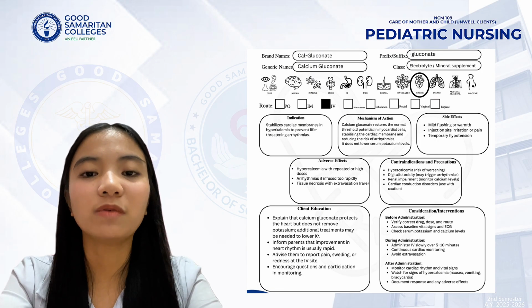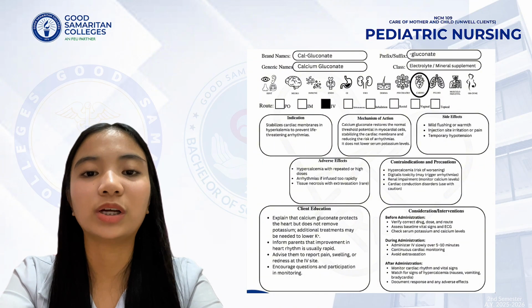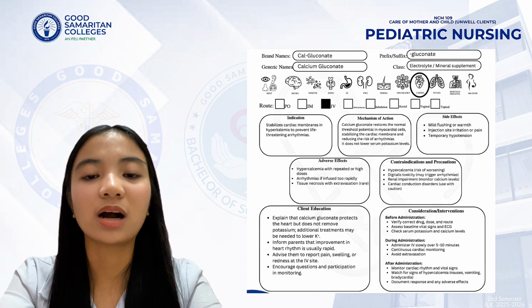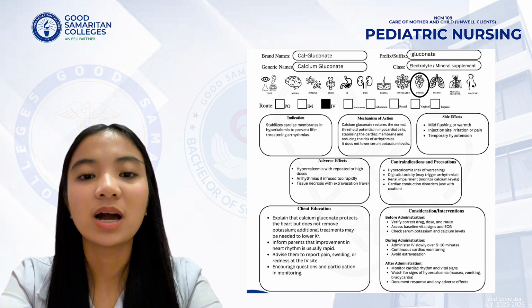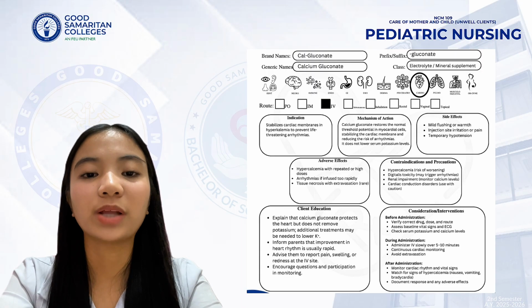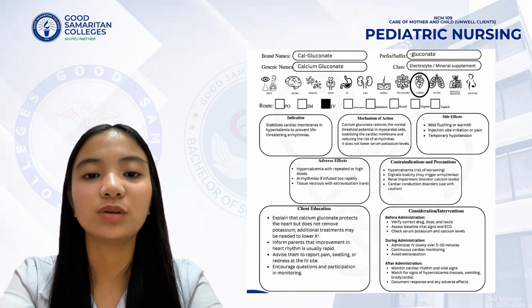For its mechanism of action, ang calcium gluconate works by restoring the normal threshold potential of myocardial cell. This stabilizes the cardiac membrane and reduces the risk of arrhythmias. So, it is important na i-note natin na ang calcium gluconate is hindi niya pinapababa yung potassium levels. Ang primary role nito is para maprotektahan yung heart first. While yung other treatments katulad ng insulin with dextrose or dialysis are ginagamit para ma-reduce yung potassium levels afterwards.